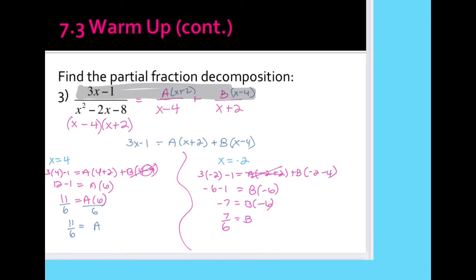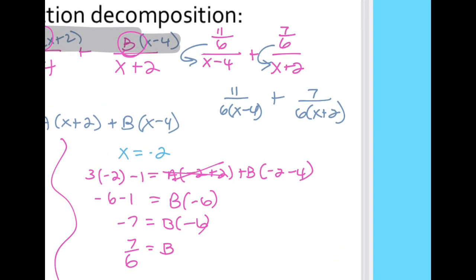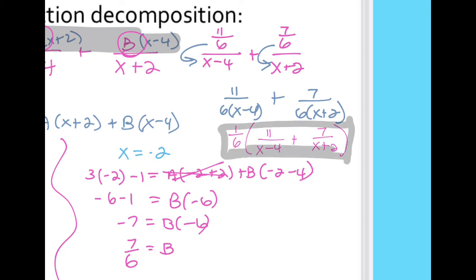So now when I go to rewrite them back in here, I get 11 over 6 over x minus 4 plus 7 over 6 over x plus 2. And then remember, the fractions can't stay within the fractions. So the denominator of my numerator is going to come down to the bottom, 11 over 6 times x minus 4 plus 7 over 6 times x plus 2. And then we're going to go one step further and take out that 6 in my denominator. So 1/6 on the front, 11 over x minus 4 plus 7 over x plus 2. And there's the solution for the partial fraction decomposition.